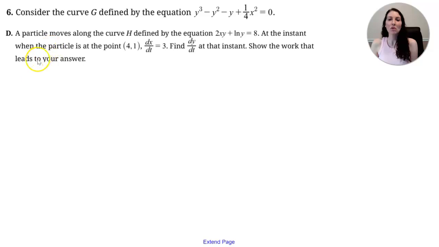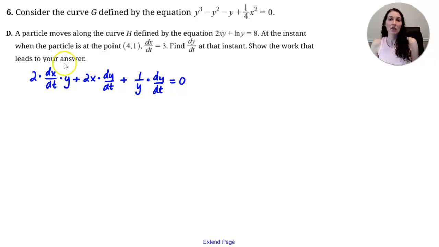It says a particle moves along the curve H defined by the equation 2xy plus natural log of y equals 8. And at the instant when the particle is at the point (4, 1), dx/dt is 3, and we need to find dy/dt at that instant and show the work that leads to your answer. This is a related rates question. So we need to take the derivative of 2xy plus natural log of y equals 8 using related rates.